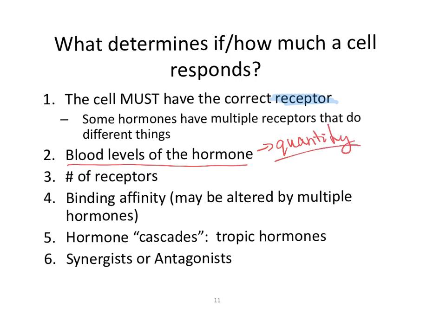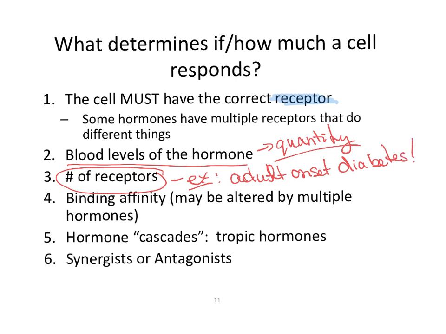And that's one of the reasons that we'll do hormone tests to see how much of a hormone you have when we're trying to assess if something is going wrong or not. The number of receptors matters, and we're going to talk about this a lot in adult onset or type 2 diabetes. How well the hormone binds to the receptor.